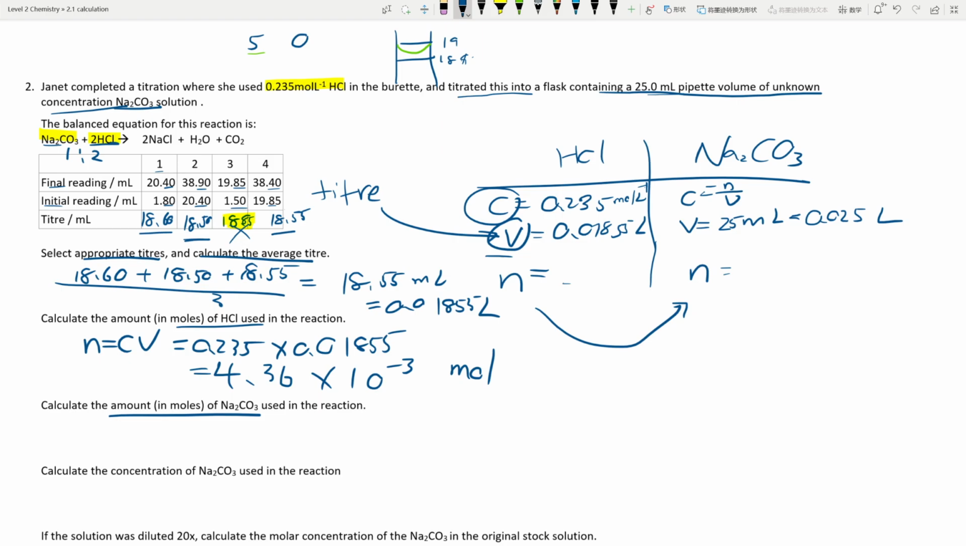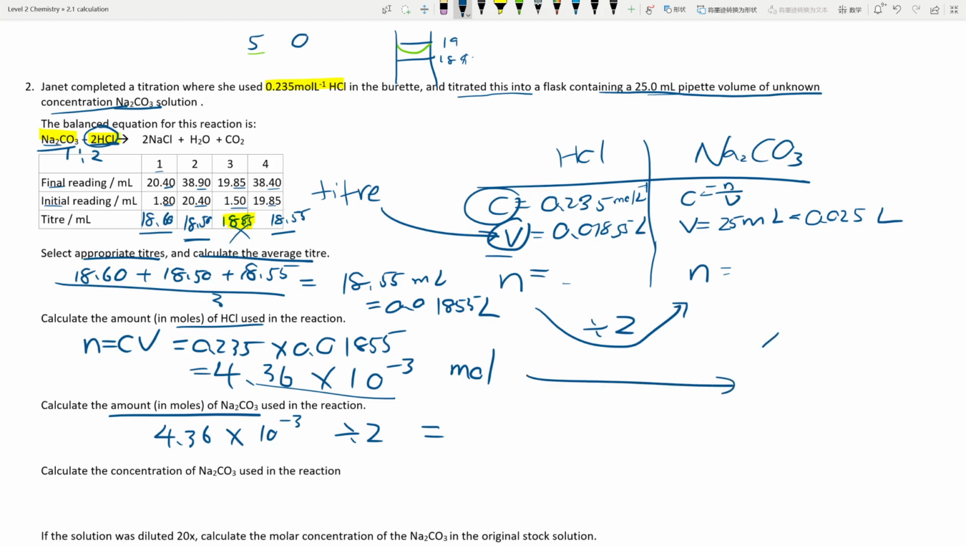So how many moles of HCl do I have? I have this many moles of HCl, so I need to divide it by 2 to go to the Na2CO3, because the HCl mole number is twice as big as your Na2CO3. So this is going to be 4.36 times 10 to the power negative 3 divided by 2. Now, I'm not going to use that number that's displayed on the screen. I'm going to use the entirety of the previous calculation.